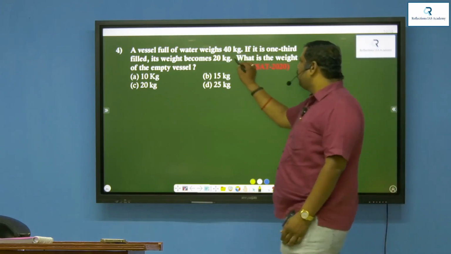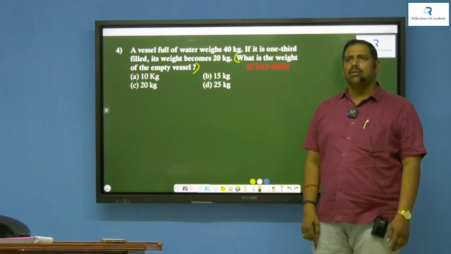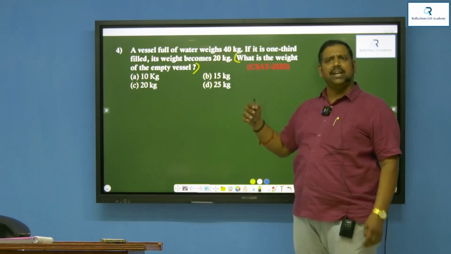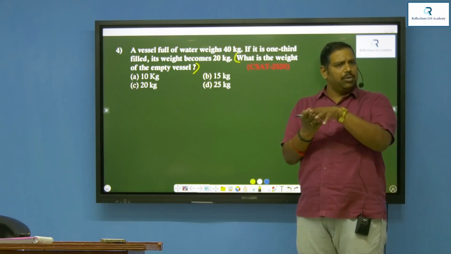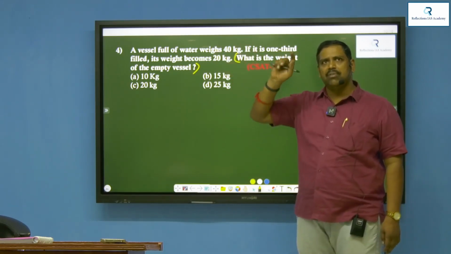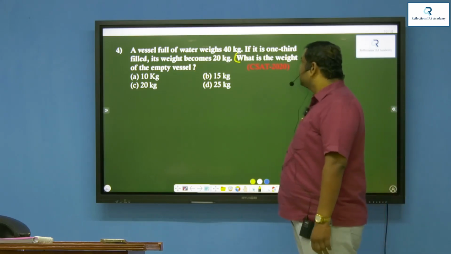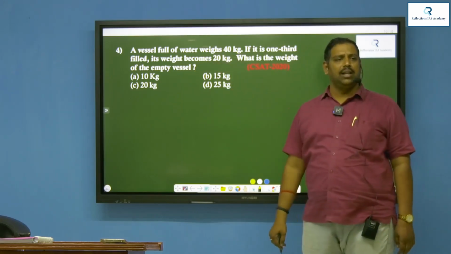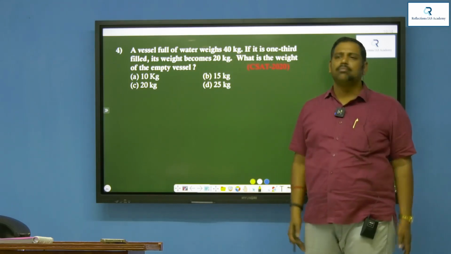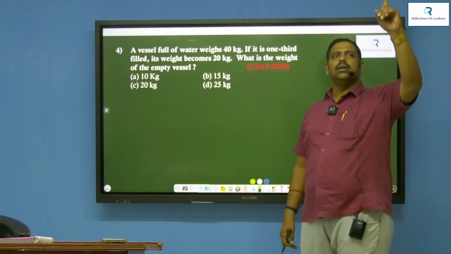Until they have seen this statement, they say this question is wrong. Because full of water weighs 40 kg, 1/3 removed means the weight will be 1/3 removed, yes or no? But it became half. Is it meaningful or meaningless? People will think like that. But the point you have to notice is, what is the weight of the empty vessel? Now you will get an idea that the vessel also has some weight. Yes or no? Okay, good.